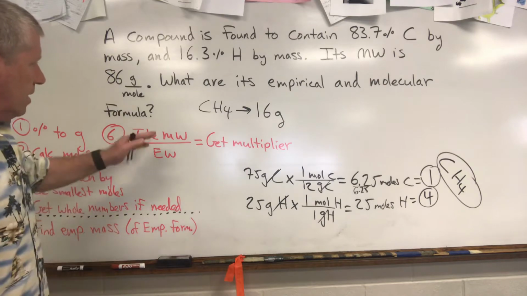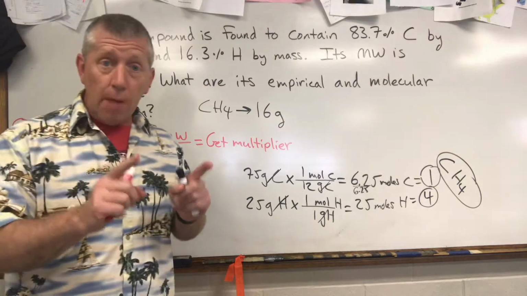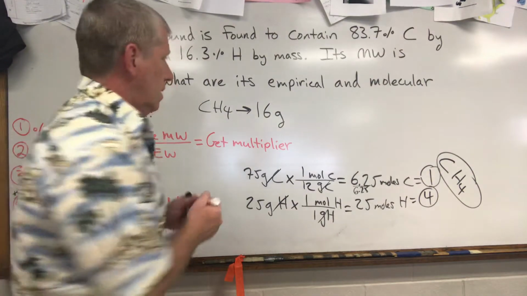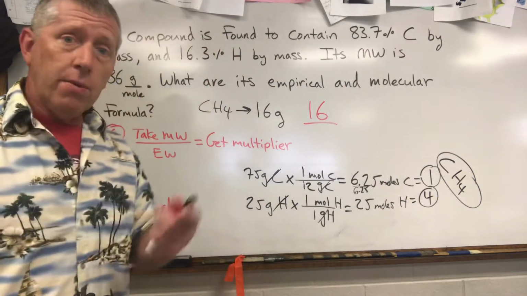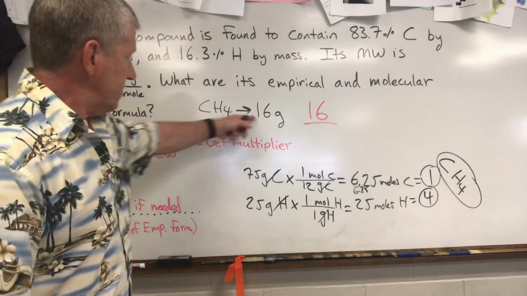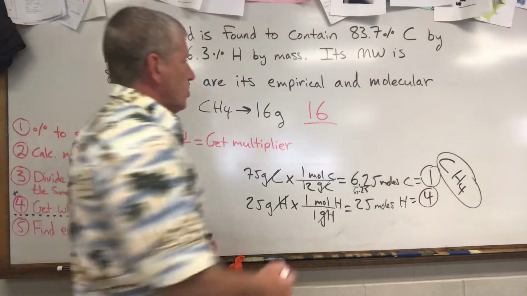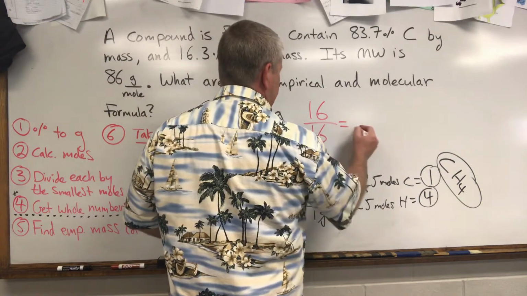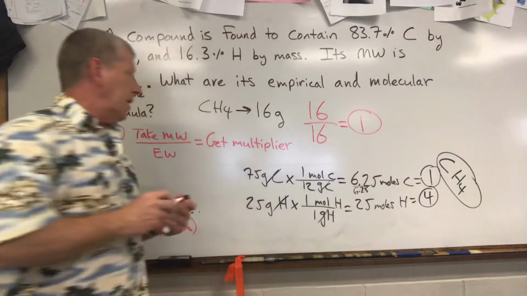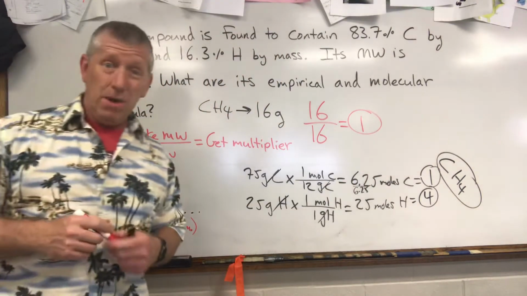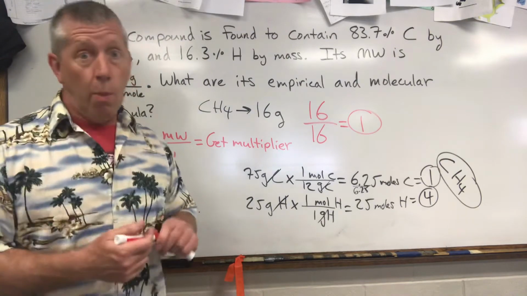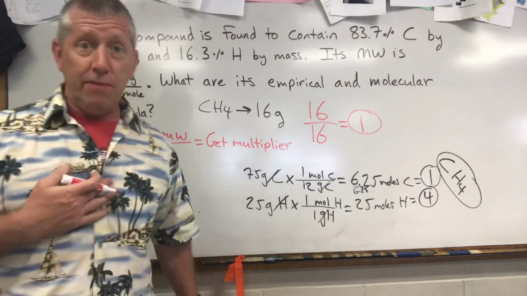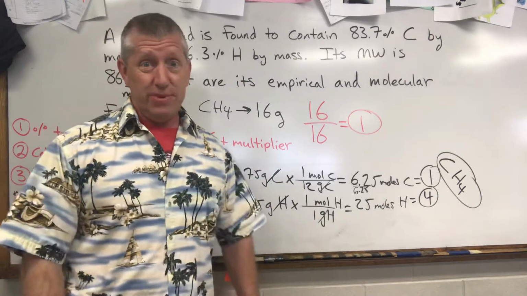Okay, so let's do step 6. Take the molecular weight, which was given in the problem, is 16 grams per mole. So 16, and divide it by the empirical weight, which we just found to be 16 for this compound. So 16 divided by 16 is 1. And my multiplier is 1. What do you mean by a multiplier? What do you mean? I don't know where that came from. It all just came down from deep down inside. Sorry, or too much coffee.